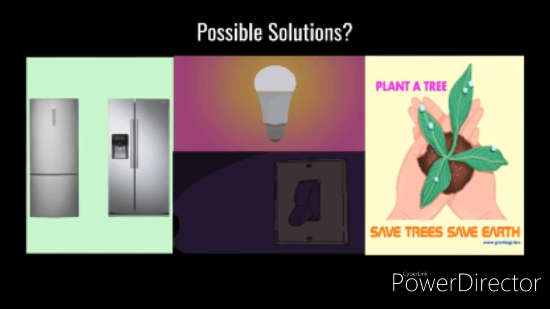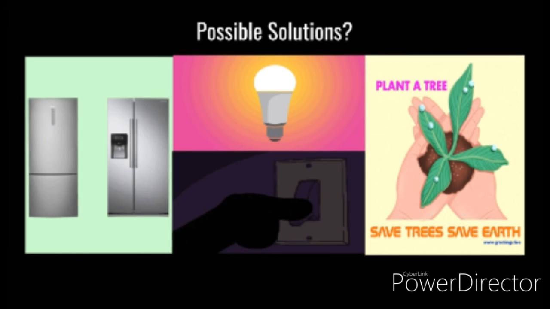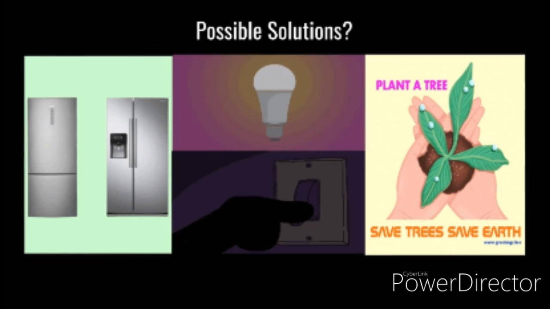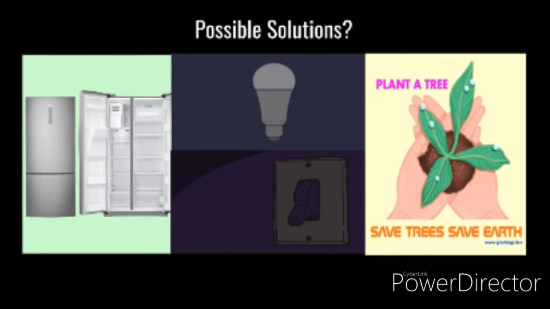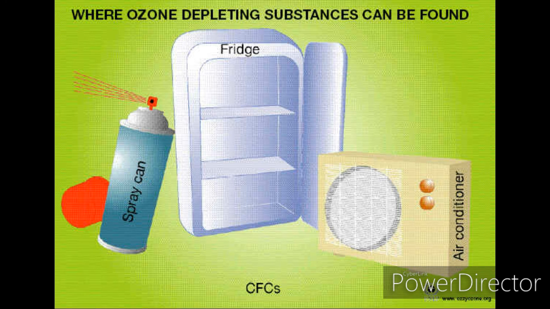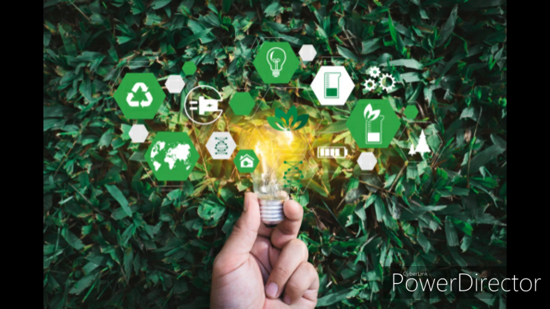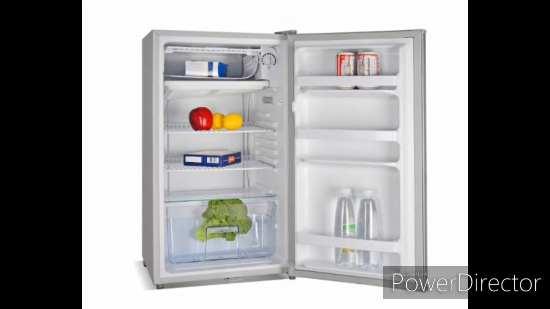Possible solutions. This is a big issue, but we can do simple things to solve it. Let's look at some possible solutions. For example, we could buy aerosol products that do not use CFCs and HCFCs as propellant. This could help the environment a lot. We could also buy air conditioning or refrigeration equipment that do not use HCFCs as refrigerants.